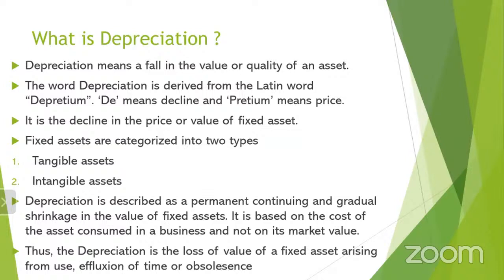Depreciation is described as a permanent, continuing, and gradual shrinkage in the value of fixed assets. It is based on the cost of the asset consumed in a business, not on its market value. We calculate the depreciation on the book value of the asset. Thus, depreciation is the loss of value of a fixed asset arising from use, passage of time, or obsolescence. If we use assets continuously, as time passes, the old assets will be outdated.